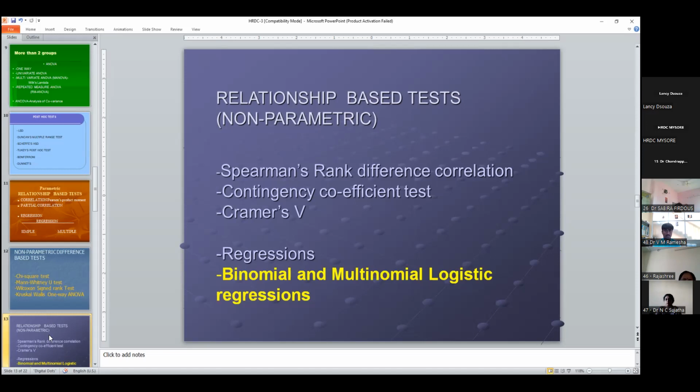So in logistic regression, we usually have non-parametric data as our major dependent variable. Your independent variables could be parametric or non-parametric. You try to regress on the major dependent variable, then you can derive what are the factors responsible for the dependent variable, what you call the occurrence.